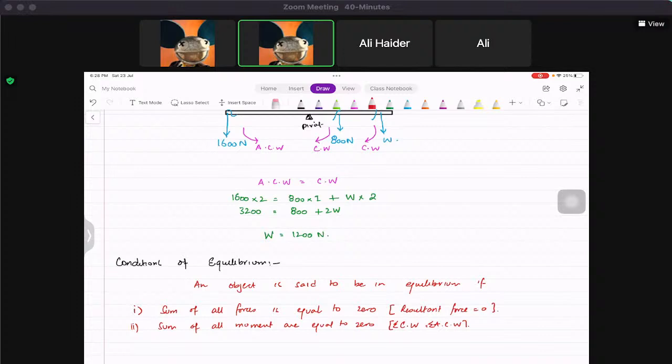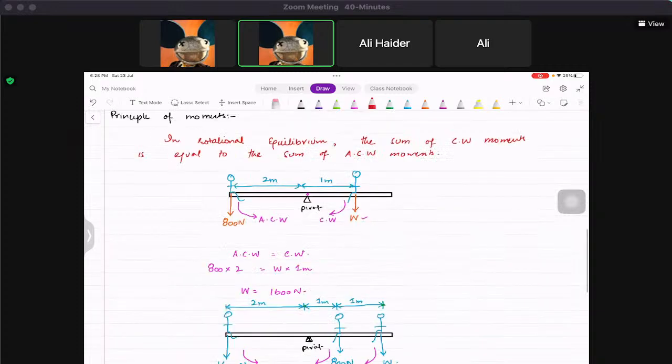Now looking at this, we should remember, like for the previous example, if this force that we found out to be 1600, these forces are down, which means the pivot is going to put an upward force which is equal to 2400 in total, so that it is balanced in terms of forces as well. Is it clear?